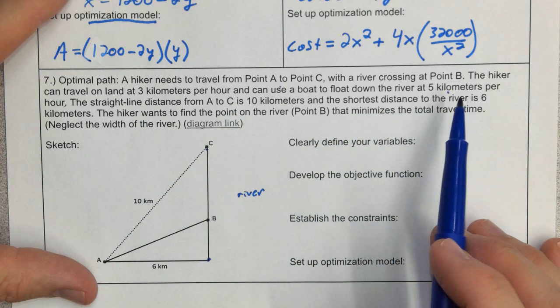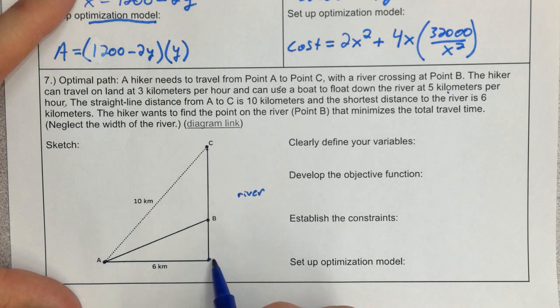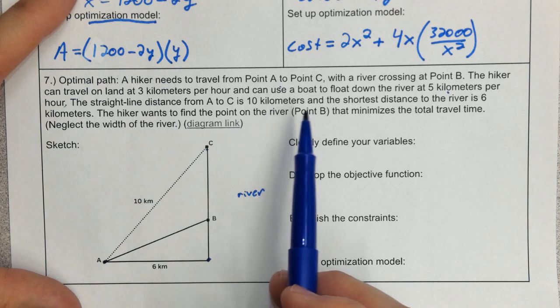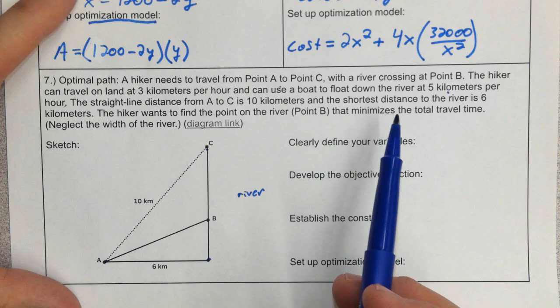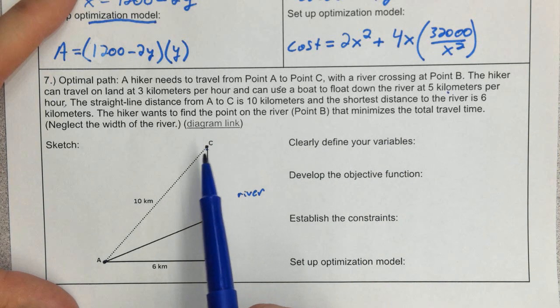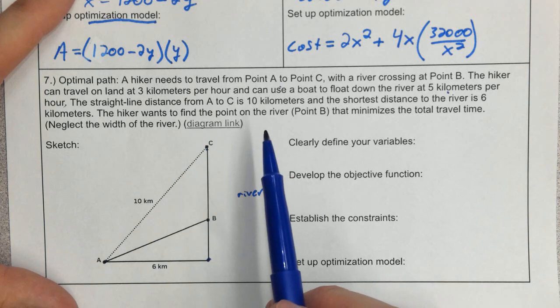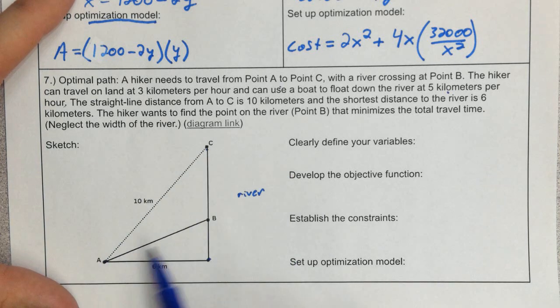The shortest distance to the river is 6 kilometers. That is, if the hiker went straight to the river, that would be 6 kilometers, and you see that labeled in the diagram. The hiker wants to find the point on the river that minimizes the total travel time. We're going to ignore the width of the river, because he has to cross it, but we're going to treat that as negligible, okay? So this is our diagram of our situation.